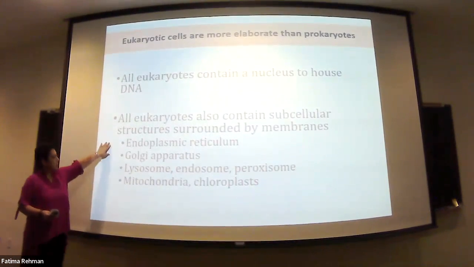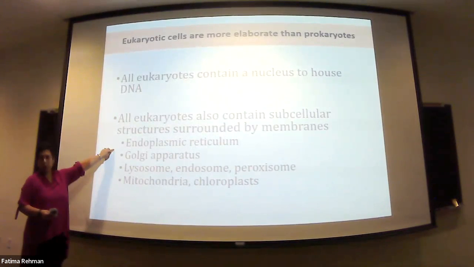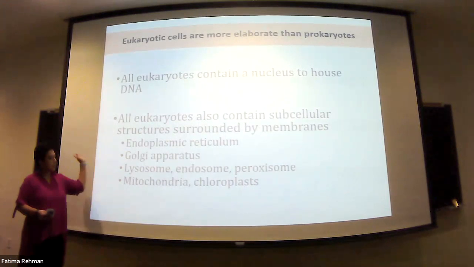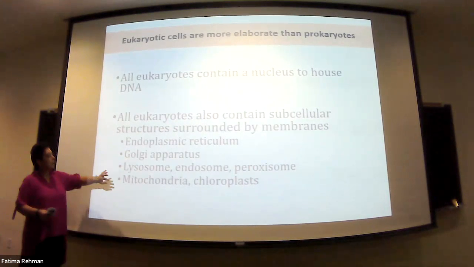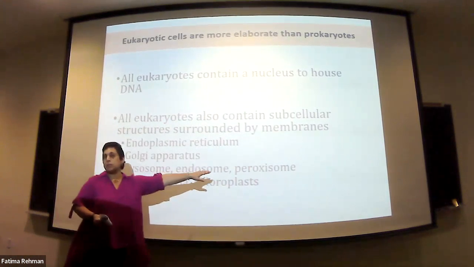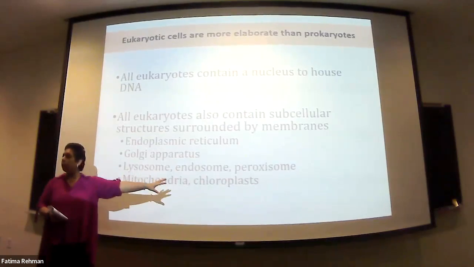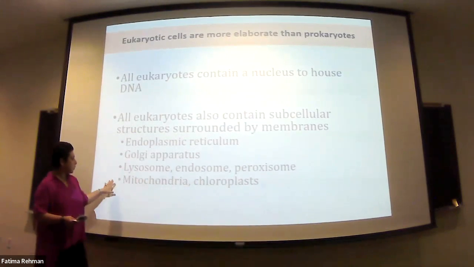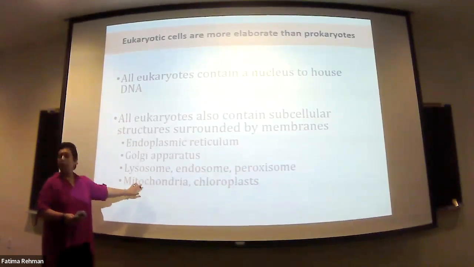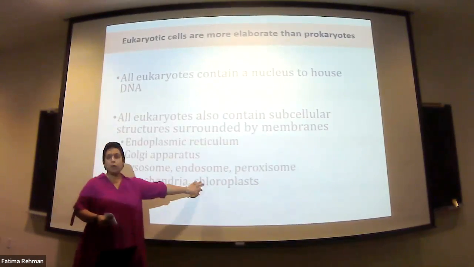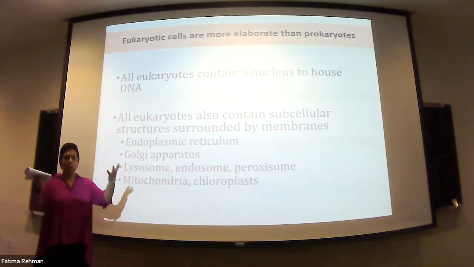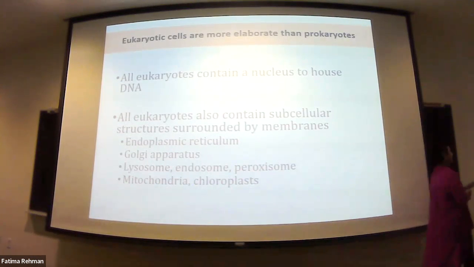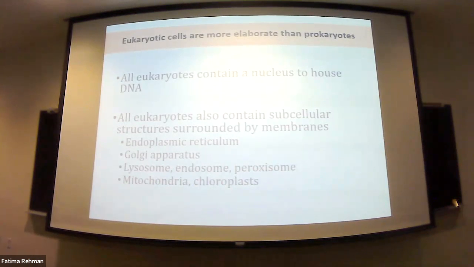The biggest structures that you want to be aware of are the endoplasmic reticulum, right? The Golgi apparatus for transferring things from one place to another. The lysosome, endosome, and peroxisome, which are very important in waste removal and toxin removal and digestion as well. And then mitochondria for energy production, chloroplast, again, for energy production and for taking in the light to create energy as well.